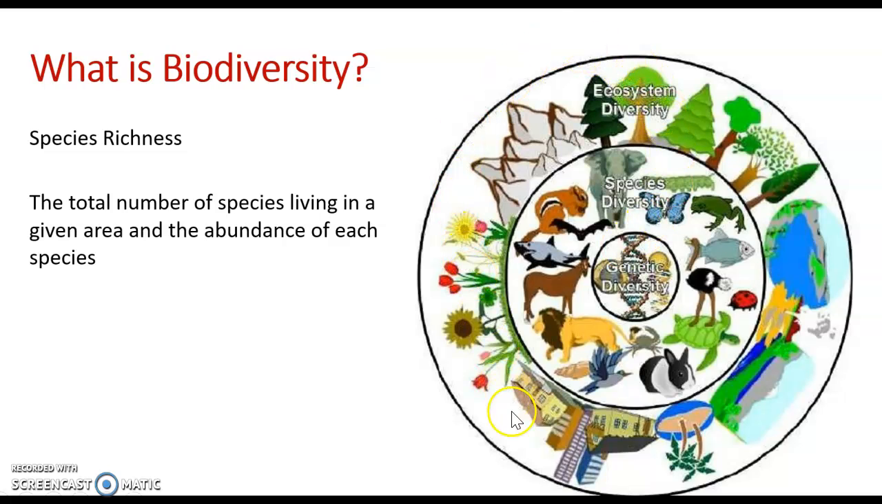Then also ecosystem diversity. When you're looking at the biosphere as a whole, are we still seeing prairies? Are we still seeing alpine habitats? If we start to lose a specific kind of ecosystem, or see more of a kind of ecosystem, that's going to change the level of species richness in certain areas.